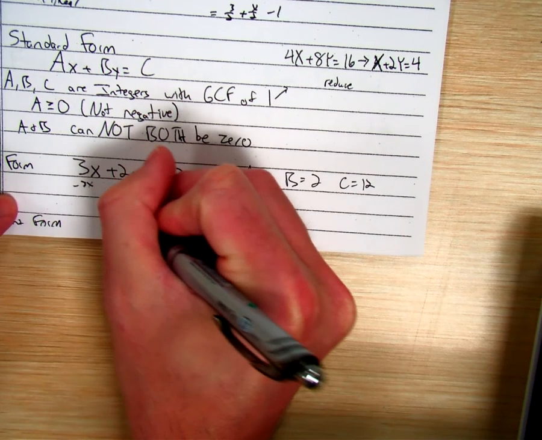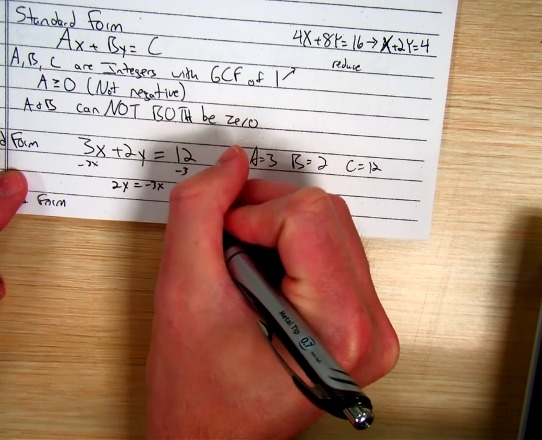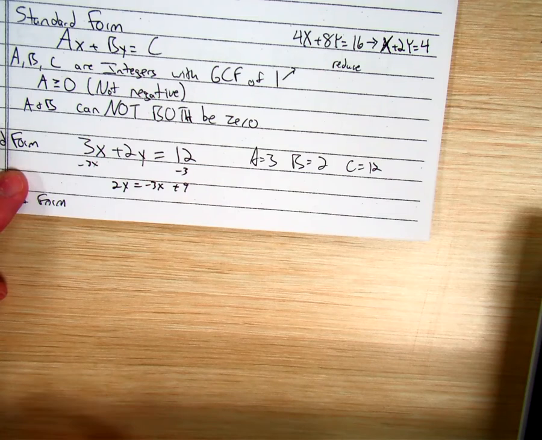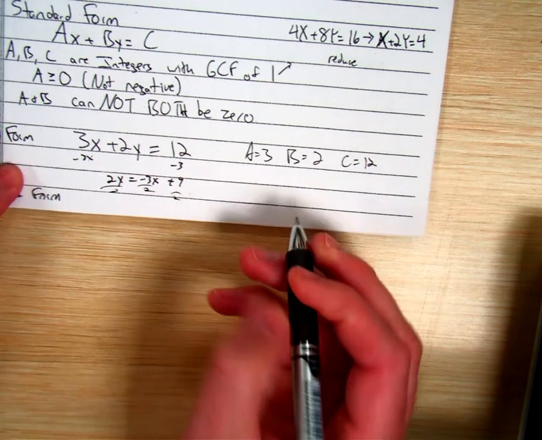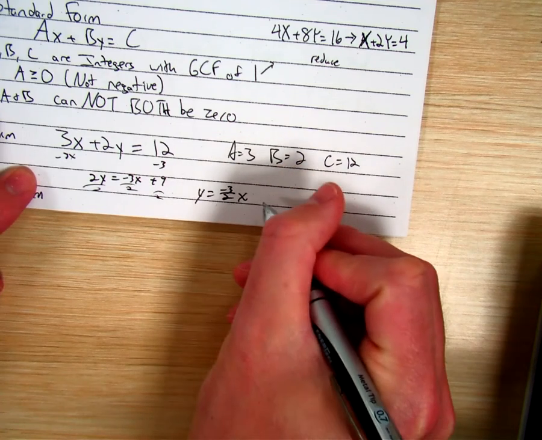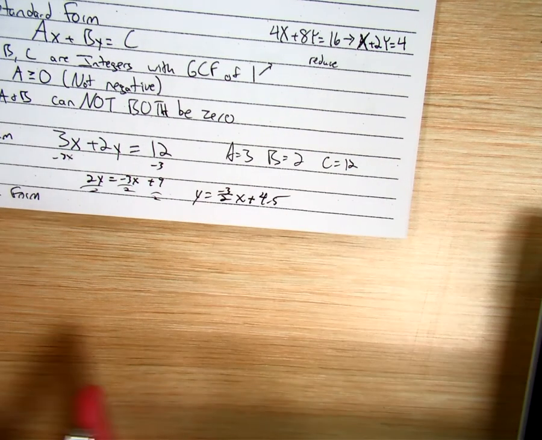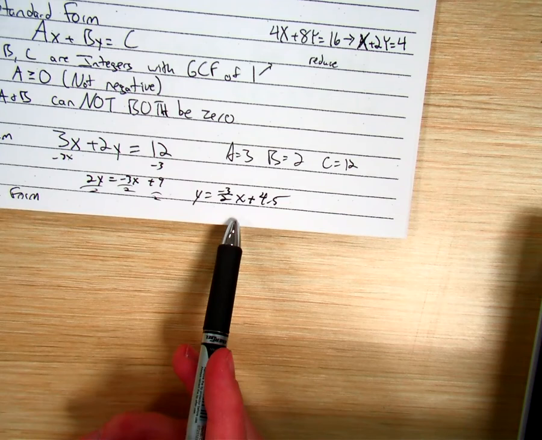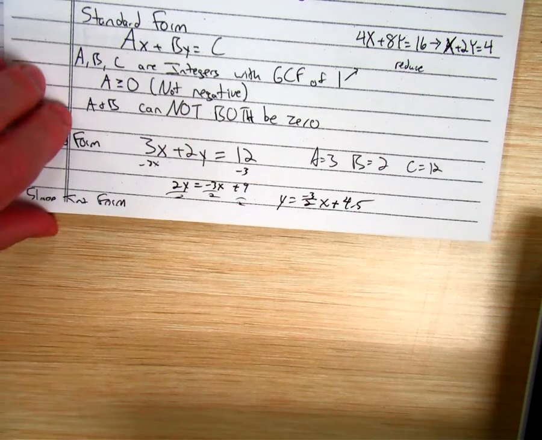So we got 2y equals negative 3x plus 9. And then divide by 2. Y equals negative 3 halves x plus 4 halves, or plus 4.5. And now we're in slope-intercept form, which you might be a little more familiar with. Okay?